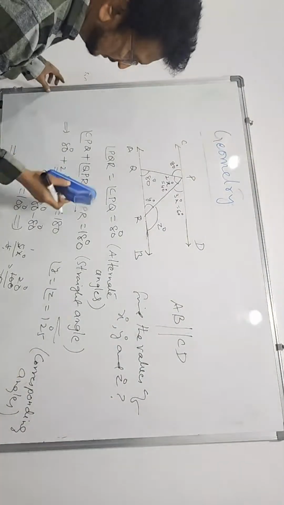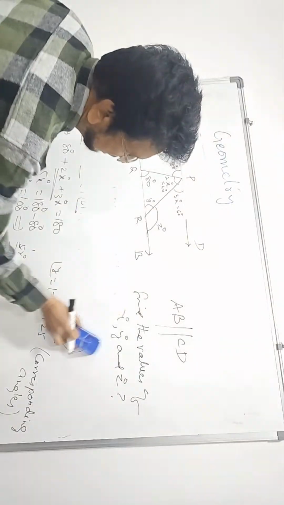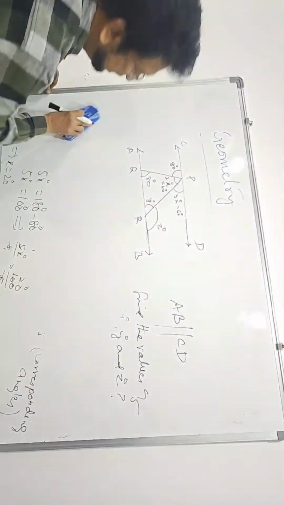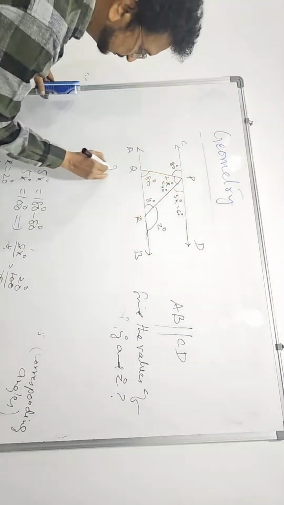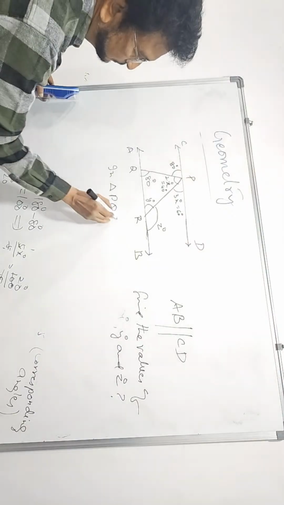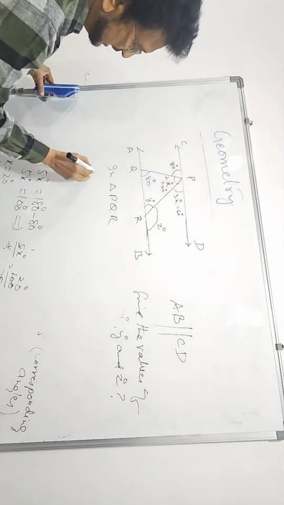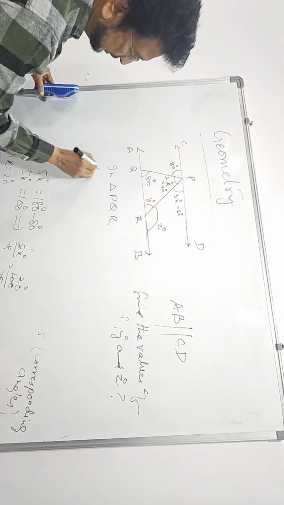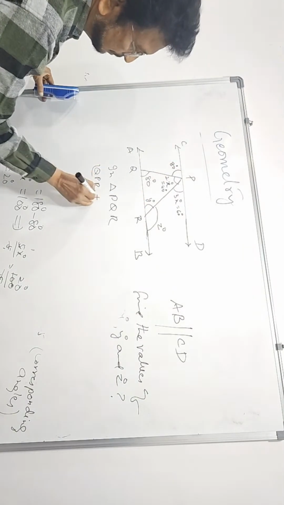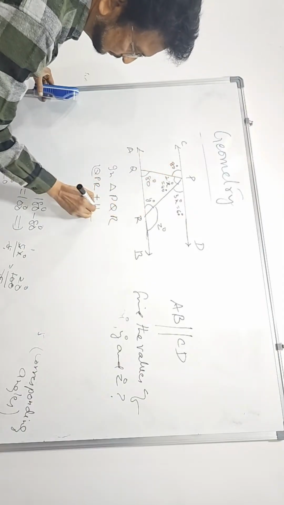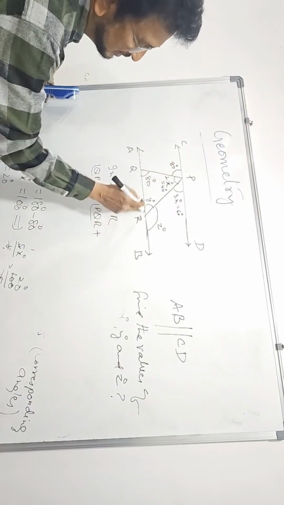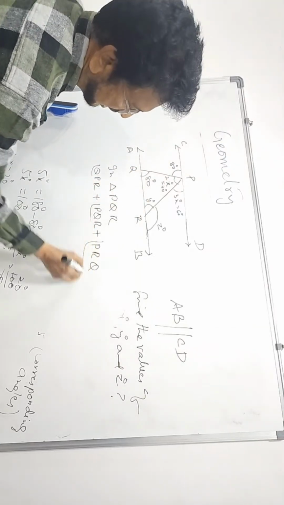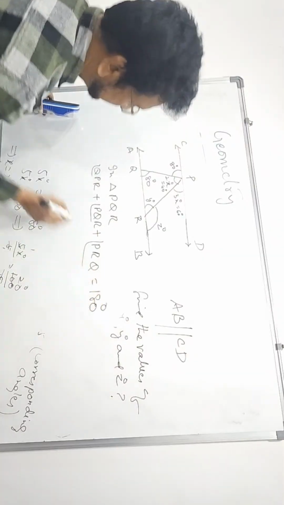Now, I will write the same thing, whatever I explained just now, on the board. In triangle PQR, 2x is 40 degrees. Angle QPR plus angle PQR plus this angle y, that means PRQ, all these three angles together must be equal to 180 degrees.